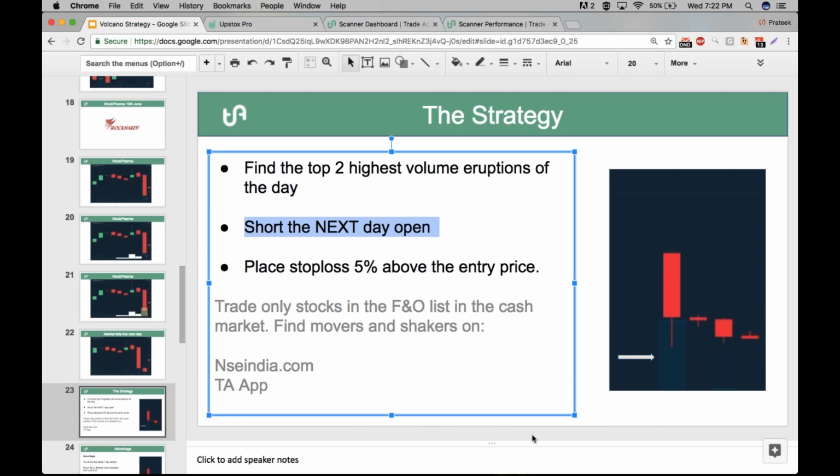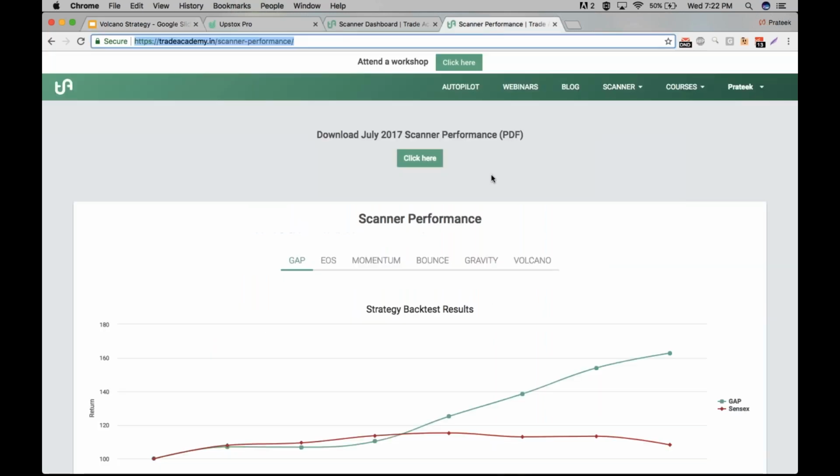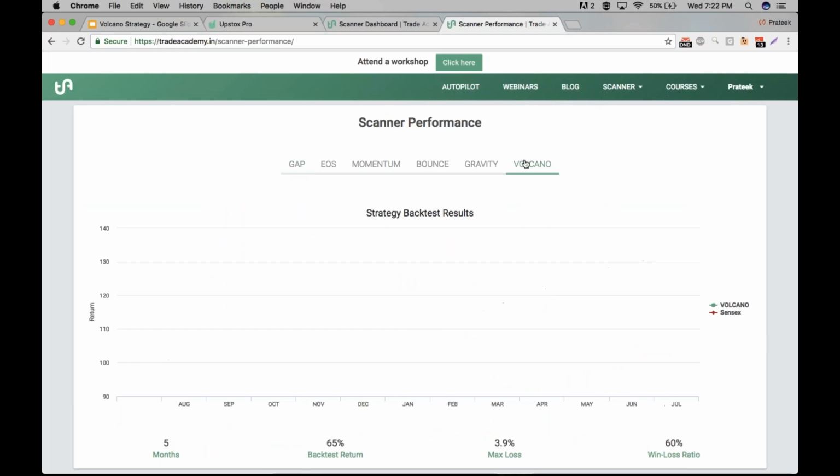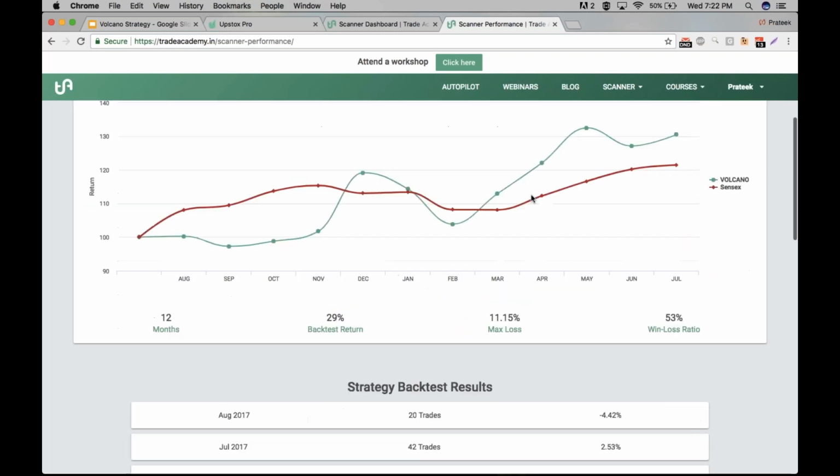Yes? It's all about probability, guys. Trading is just probability, right? There's no prediction involved. So this is the backtest. Click on Volcano. And can you see this?